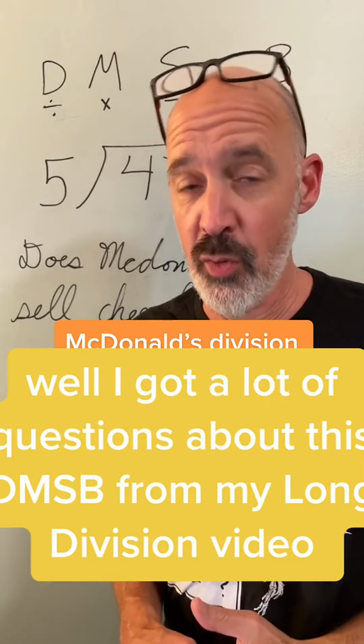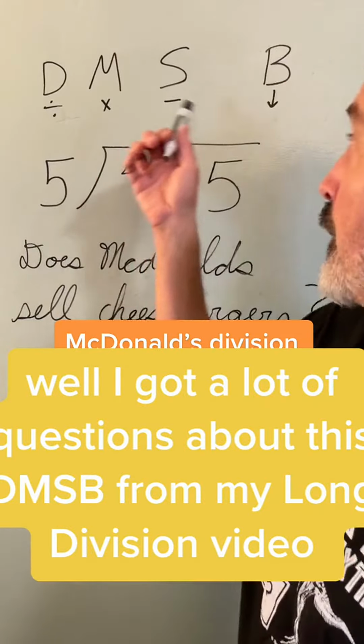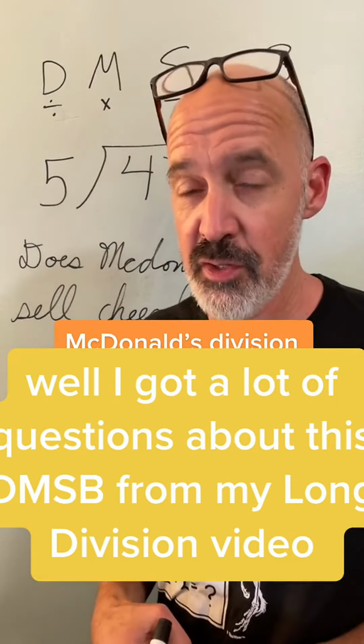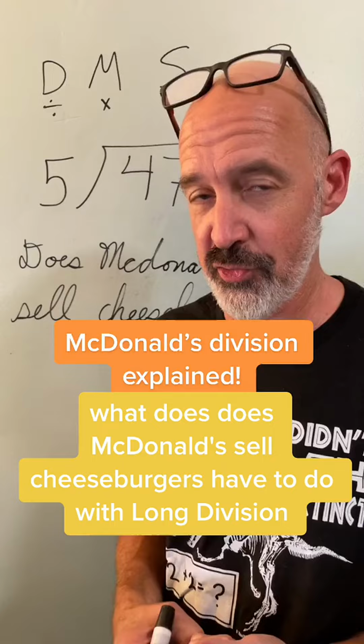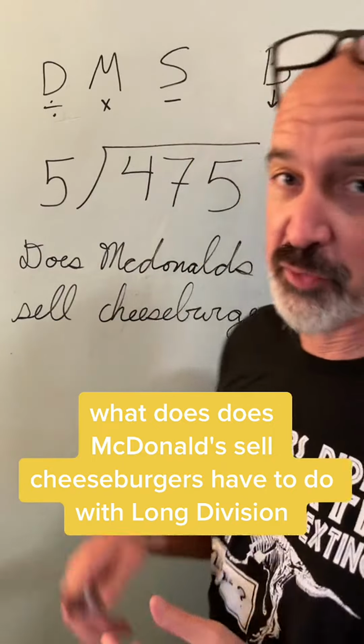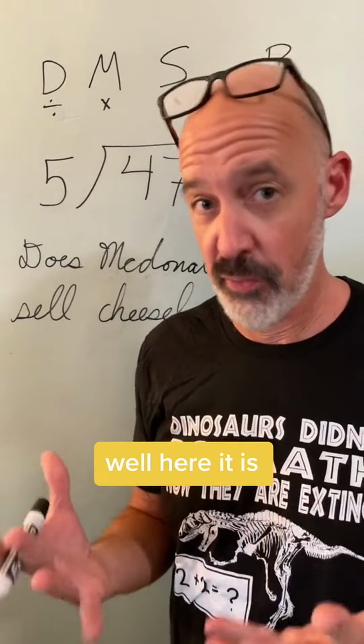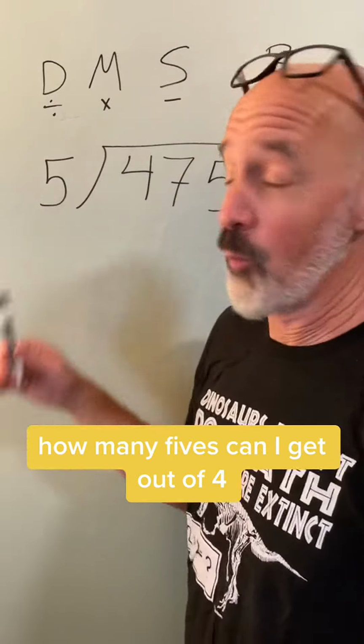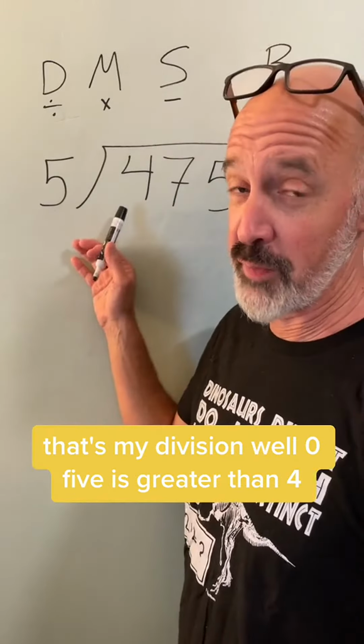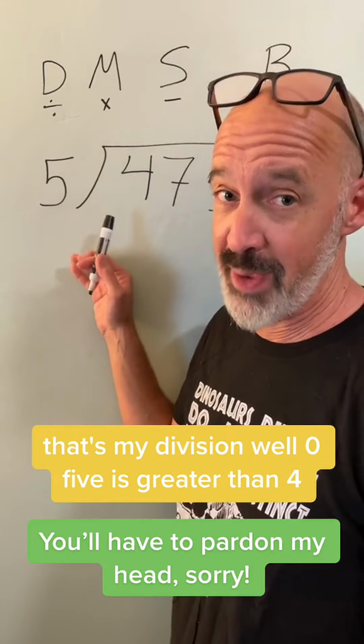Well, I got a lot of questions about this DMSB from my long division video. What does McDonald's selling cheeseburgers have to do with long division? Well, here it is. On divide, how many 5s can I get out of 4? That's my division. Well, 0. 5 is greater than 4.